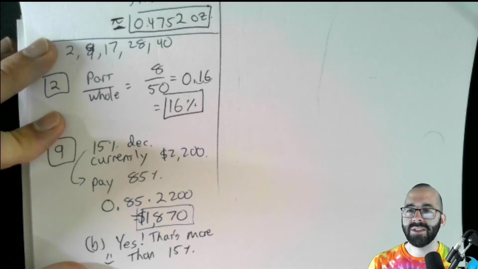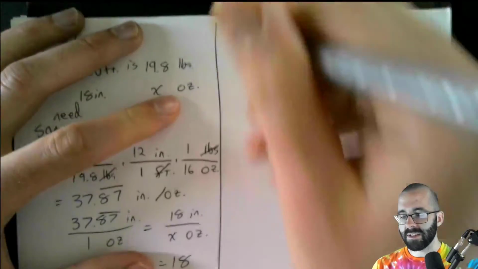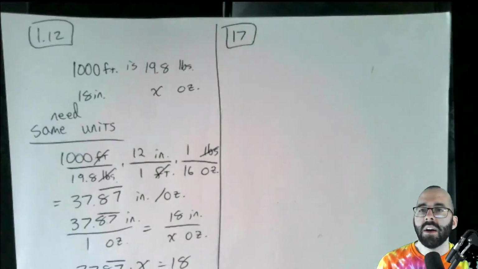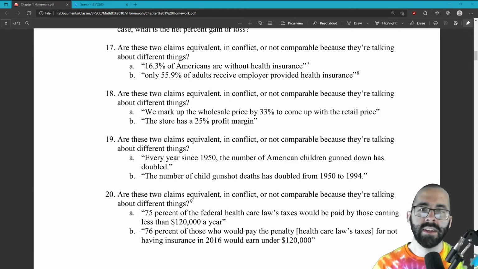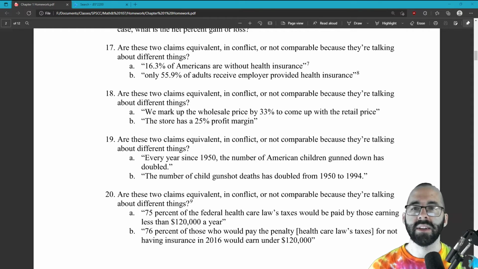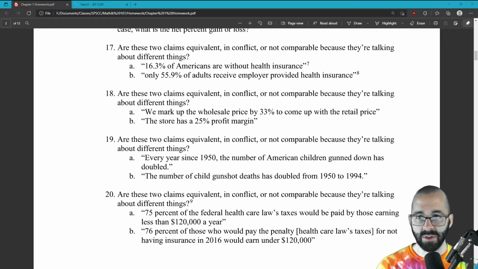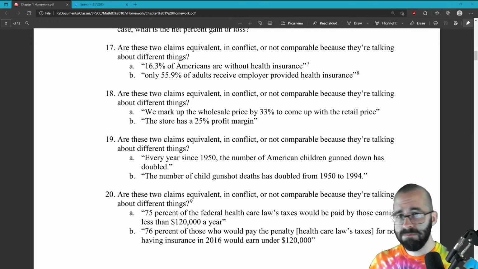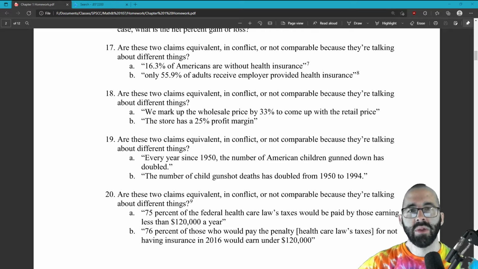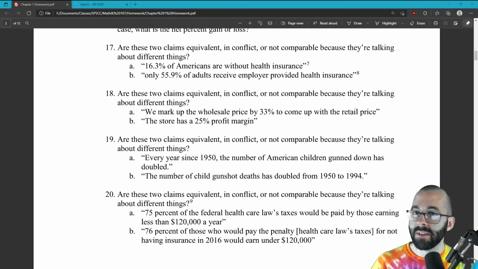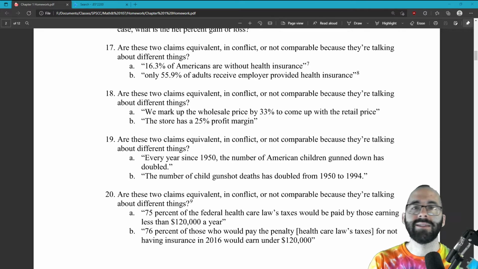All right, let's do number 17. We didn't talk about this explicitly in the videos. Are these two claims equivalent, in conflict, or not comparable? Because they're talking about different things. 16.3% of Americans are without health insurance. Only 55.9% of adults receive employer-provided health insurance. So, are they the same statement? Do they disagree with each other? Or is it something else? Can they both be true?